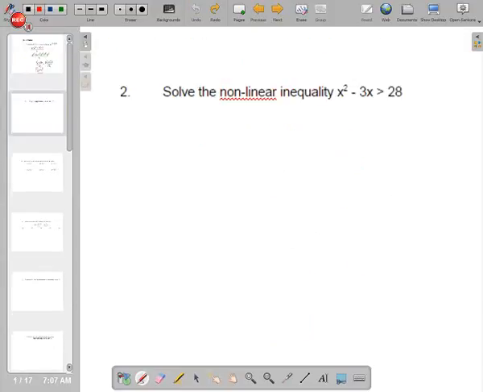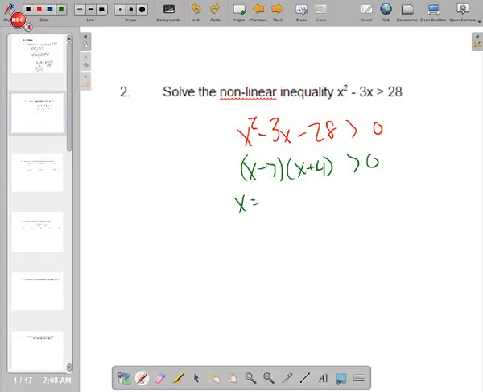Second one, solve the nonlinear inequality. First thing we need to do is get everything on one side, and then we're going to make a sign chart. So when is this greater than 0? So we're going to factor it, and that's x minus 7, x plus 4, and this gets us points of interest at 7 and negative 4.